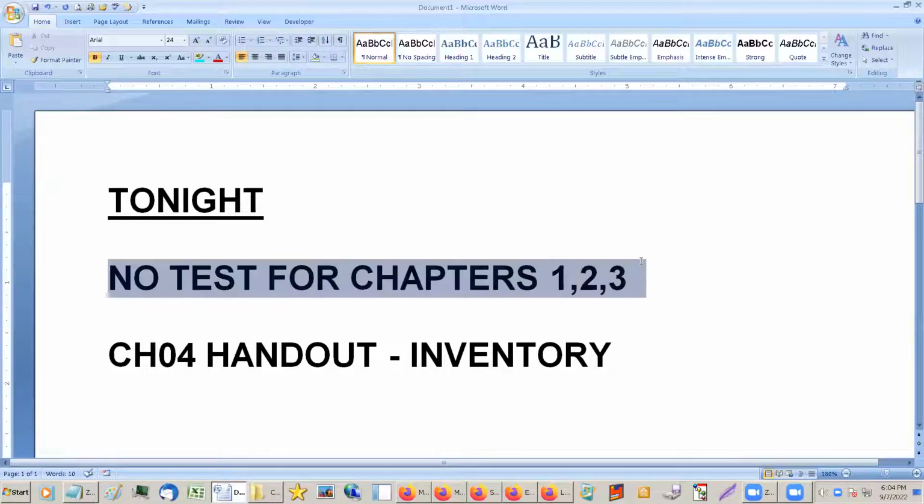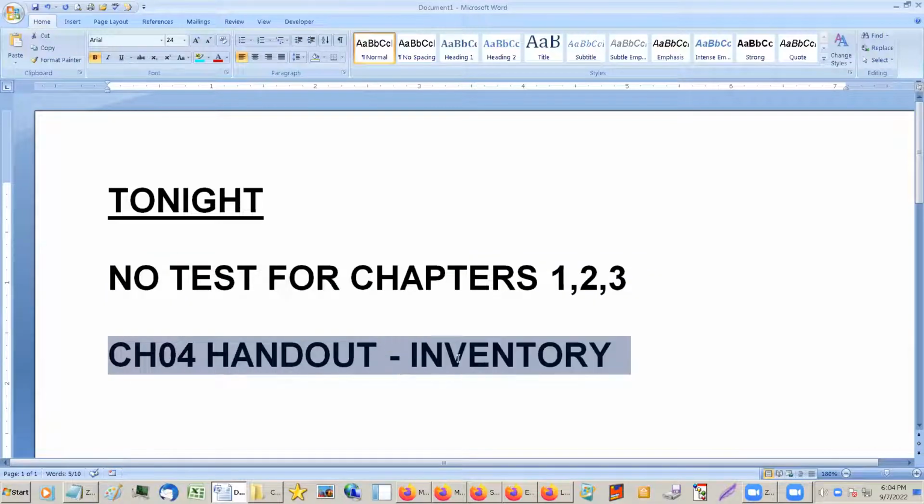There's not going to be a test for chapters 1, 2, and 3. Chapter 4, the handouts, we're going to break them up. There's going to be an inventory one. There's going to be property, plant, and equipment. There's going to be a few other ones in there.